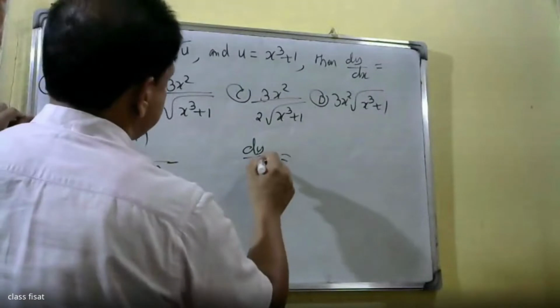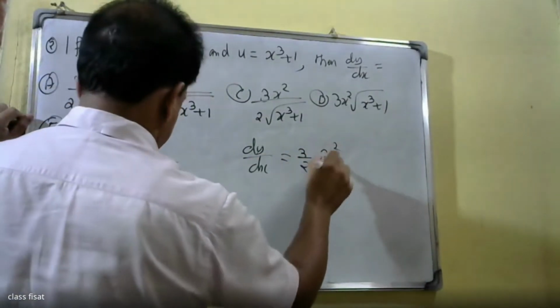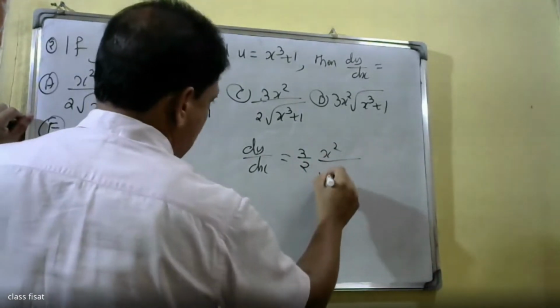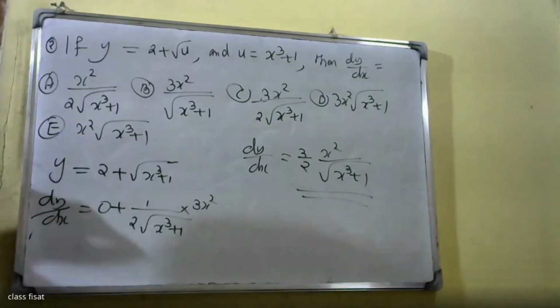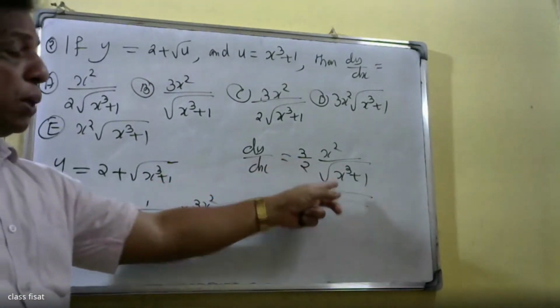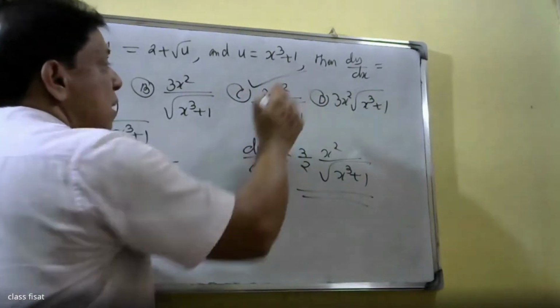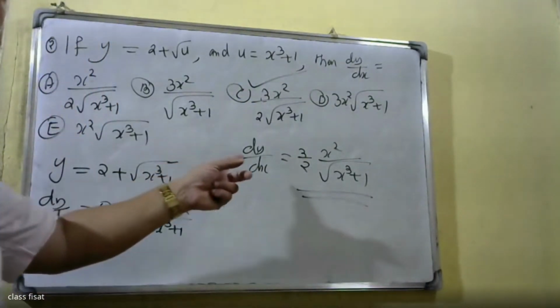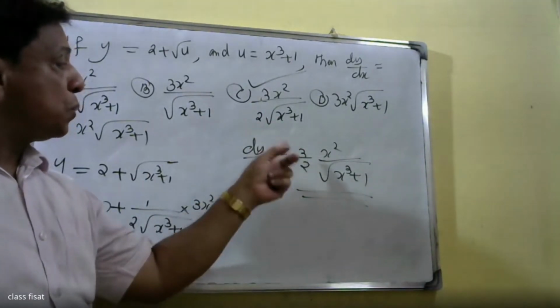So dy by dx is equal to 3 by 2 into x square divided by root of x cube plus 1. Our answer is option C: 3x square divided by 2 root of x cube plus 1.